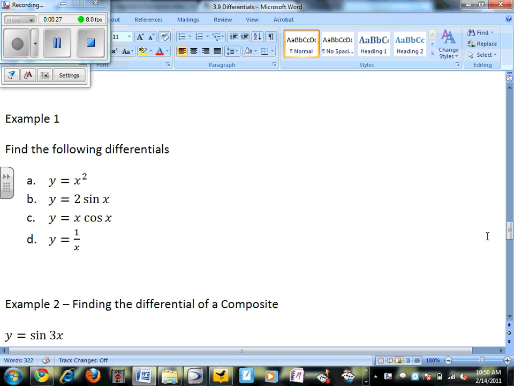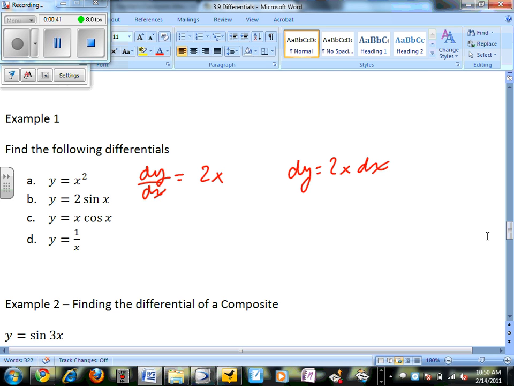Well, when we took the derivatives, we said dy over dx equaled 2x. So our differential is just going to be dy equal to 2x dx. That's it. This means differential there. That's all we do. It's pretty simple. So again, our derivative for 2 sine x would be dy dx equal to the derivative of sine is cosine, so 2 cosine x. All right, so our differential would be dy equal to 2 cosine x dx.